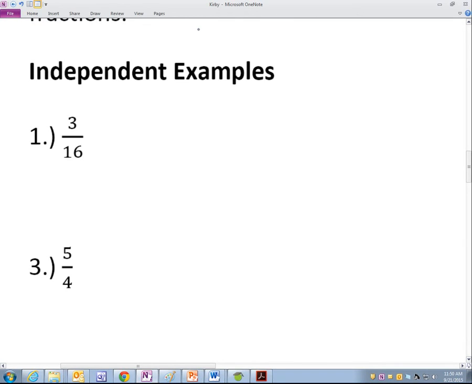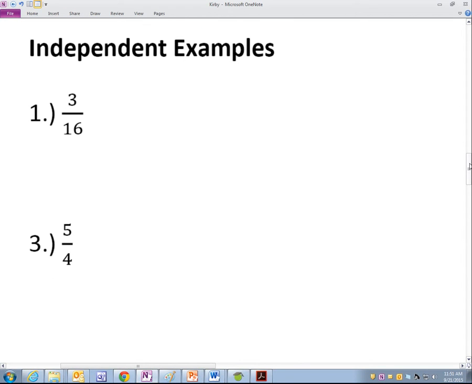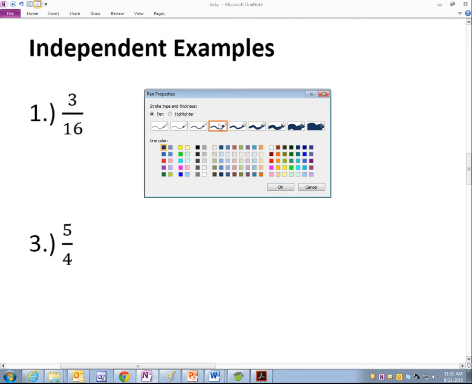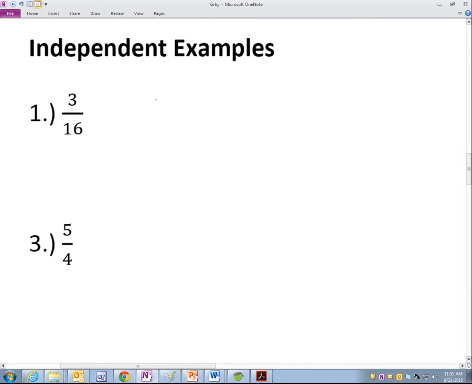So 3/16. What is the first step that we have to do according to what it just said? Yes, Ian. Divide the numerator by the denominator. So I have 16. I'm going to make this thinner. I have 16 as the divisor and 3 out there.